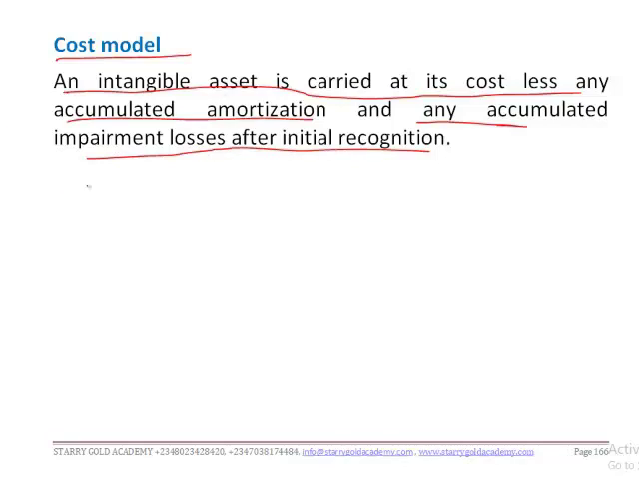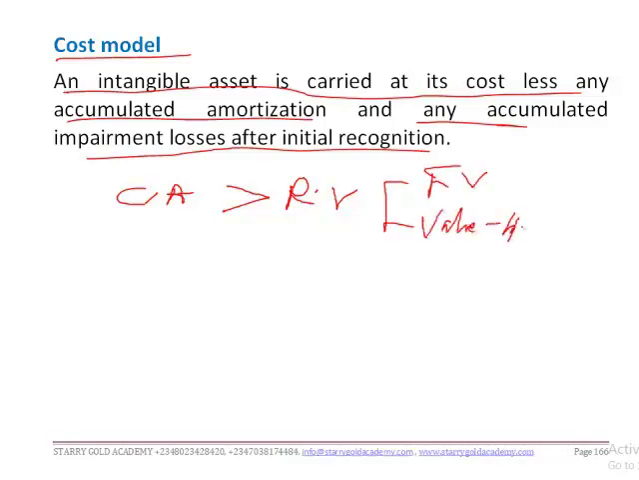And mind you, an asset is said to be impaired when the carrying amount exceeds the revalued amount. When the carrying amount exceeds what? Exceeds the revalued amount. And your revalued amount is the higher of the fair value and the value in use. Higher of fair value and value in use. Are we together?